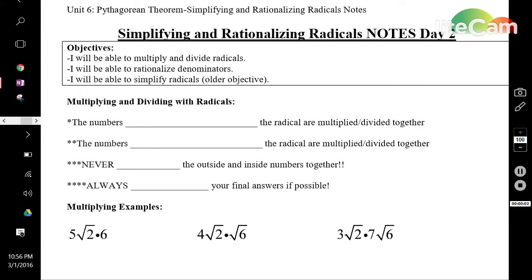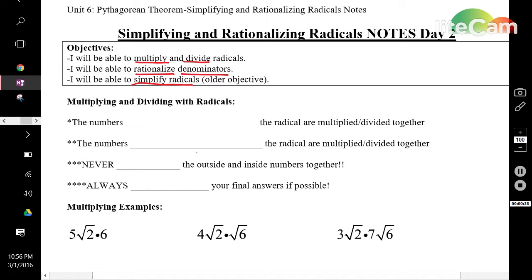In this video, you will learn how to multiply and divide radicals. You will be able to rationalize denominators. And we're going to repeat an older objective, simplifying radicals again. So to start, we're going to look at multiplying and dividing with radicals.